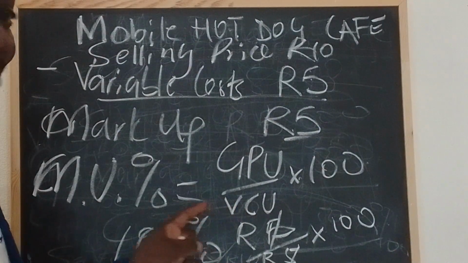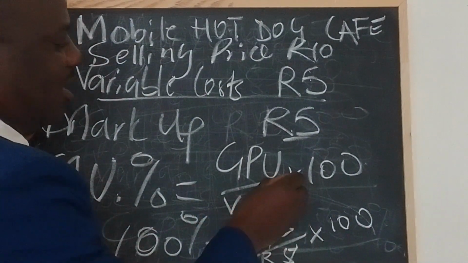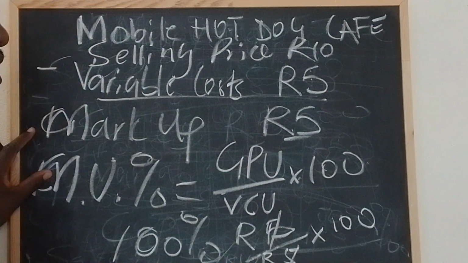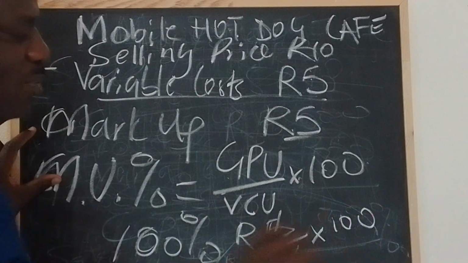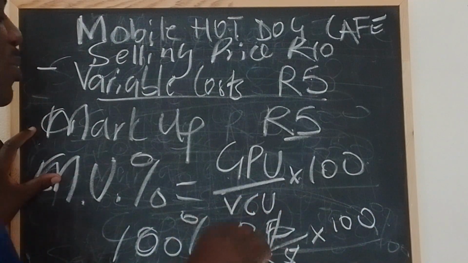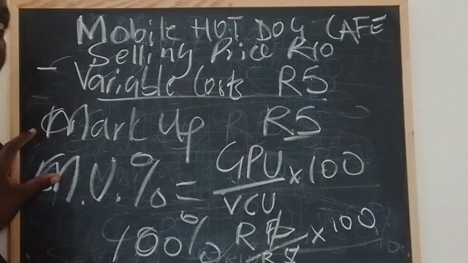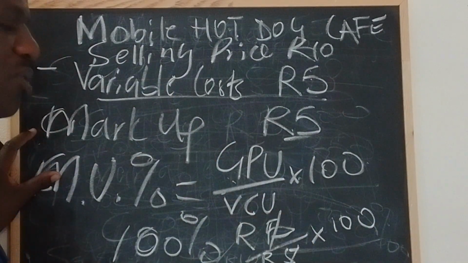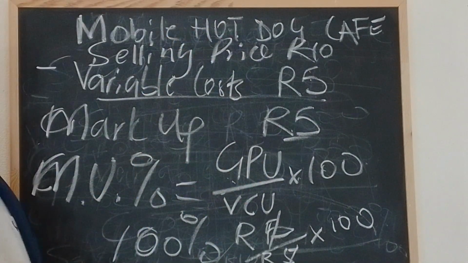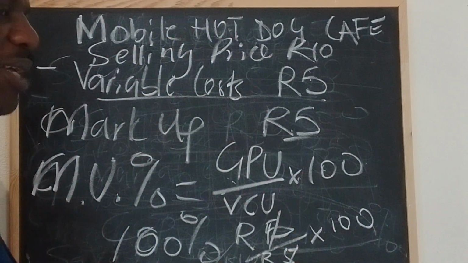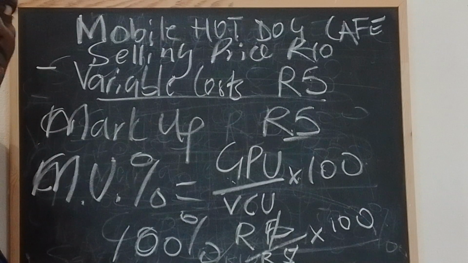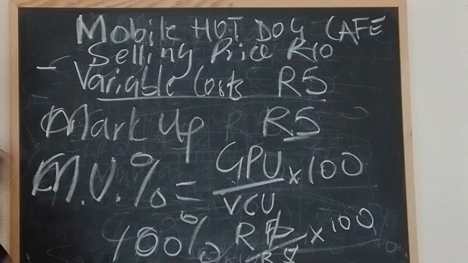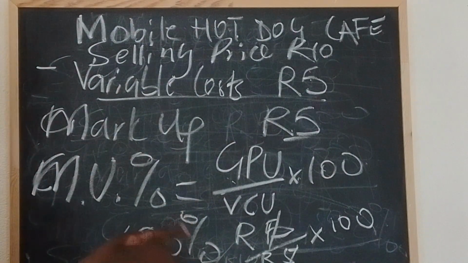For you to remember the formula, you must say, your gross profit percentage looks at the relationship between your gross profit per unit and your selling price per unit. But the markup looks at the relationship between your gross profit per unit and your variable cost per unit. Why? Because you mark up on top of the cost. For you to determine your selling price, you had to increase the value of your variable cost per unit by another 5 rands, which is 100%. And this is what we get. Now, how does this help us?